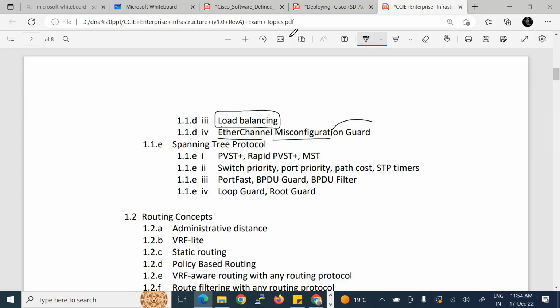Then we have EtherChannel misconfiguration guard. This feature is enabled by default.